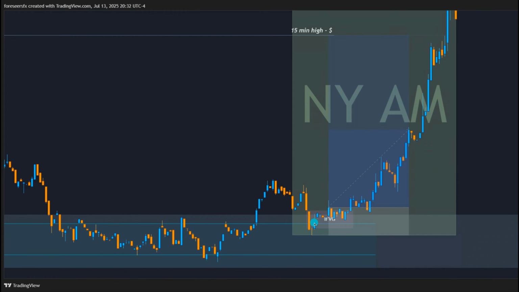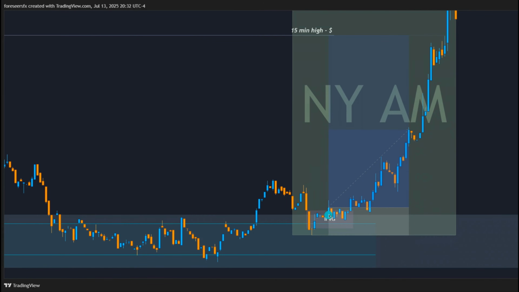So just so you guys can see that there's many ways that you can apply IRL to ERL with different other methods, different other entry points. It doesn't have to be just limit orders or just unicorn models. It could be many, many other ways. So price inverts that fair value gap here.